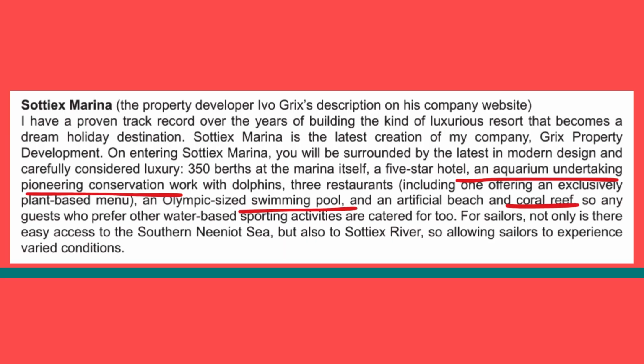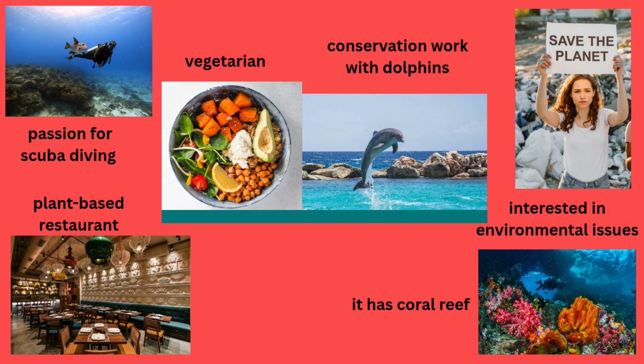And then we have, we read about Georgina. She was vegetarian earlier. So one restaurant that is offering a plant-based menu can be of some interest to Georgina. Then the next thing is an Olympic-sized swimming pool. It is also a relevant point. Artificial beach, coral reef. So these are some points that you can use to develop the points that you found out from the additional information. Now, let me make it easier for you. Your first point is Georgina has a passion for scuba diving, right?